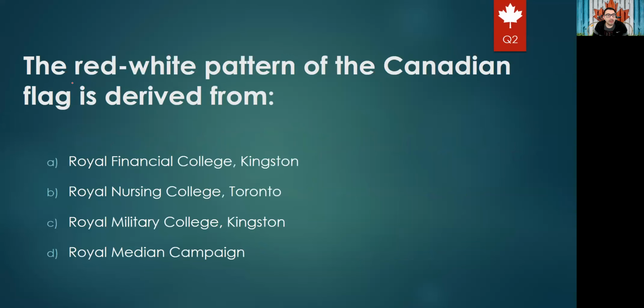The next question will be: the red, white button of the Canadian flag is derived from Royal Financial College, Kingston; Royal Nursing College, Toronto; Royal Military College, Kingston; or Royal Median Campaign. If you follow my summary and you remember something about that, it was something about the military. So the right answer will be C, the Royal Military College, Kingston.